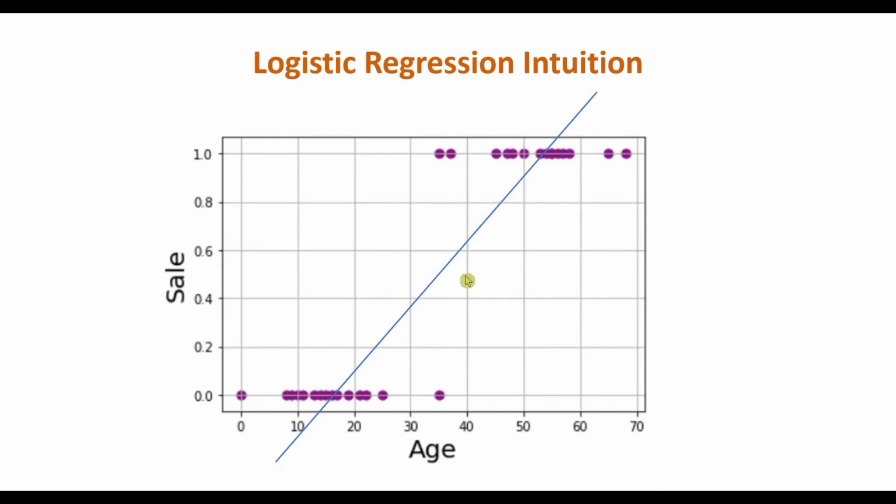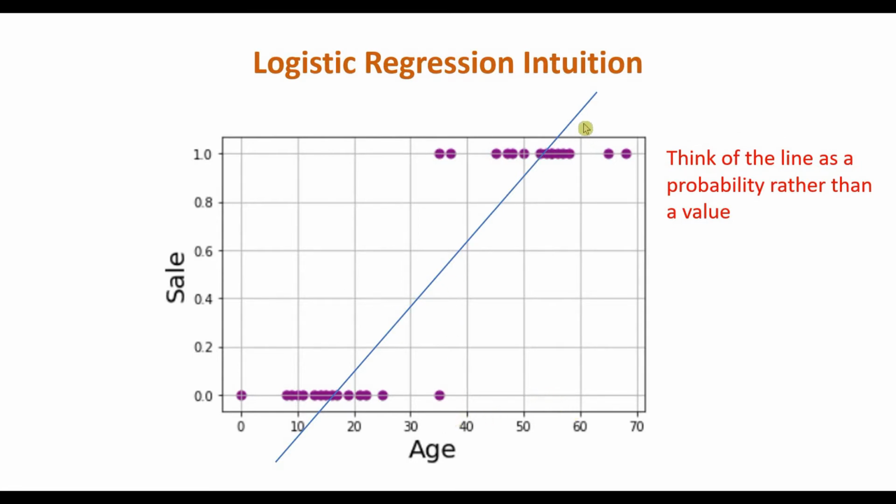But there is a way to think of this line so it makes sense, and that is to think of it as a probability rather than an absolute value, right? So if you're 40 years old, that means you're not 0.7, you're 70% likely to purchase this product, right? And if you're 50, you're 85% likely. So, all right, that kind of makes sense.